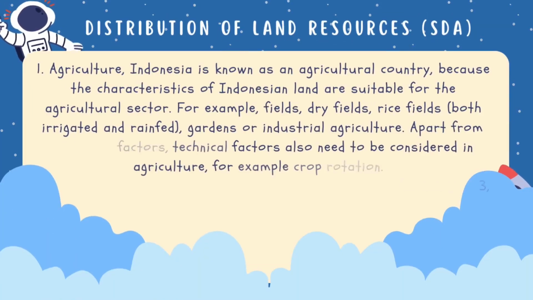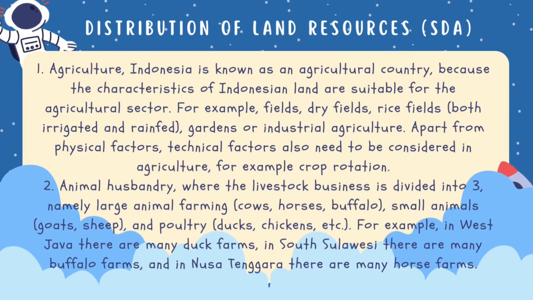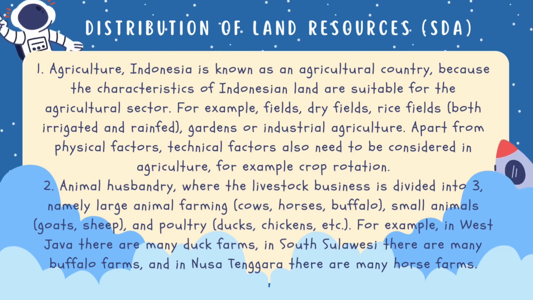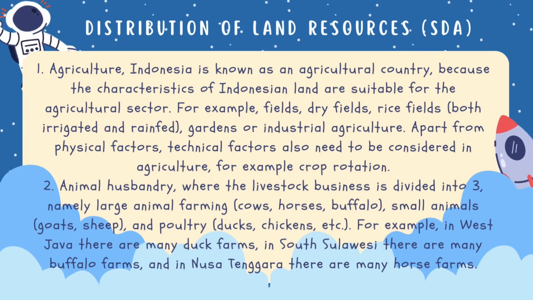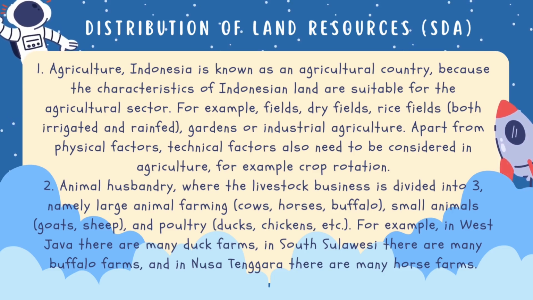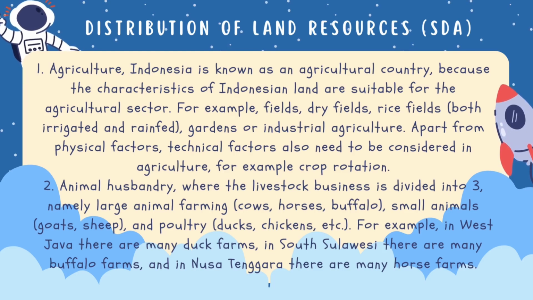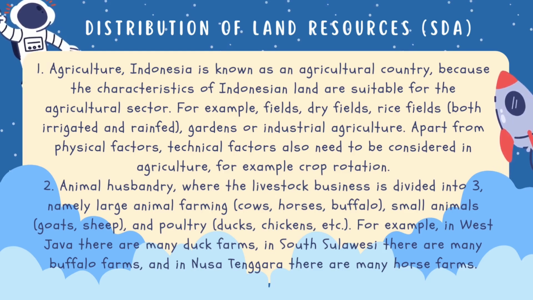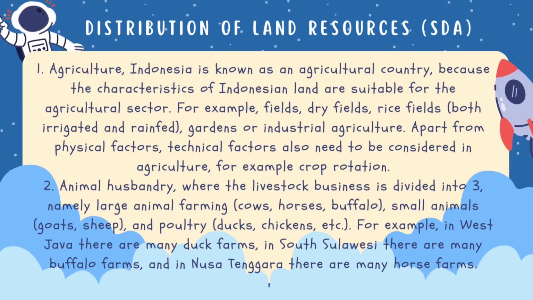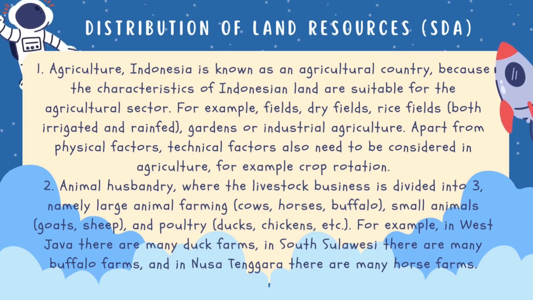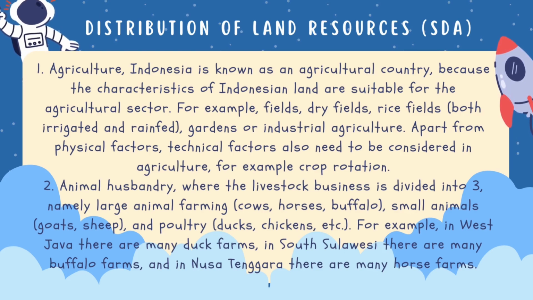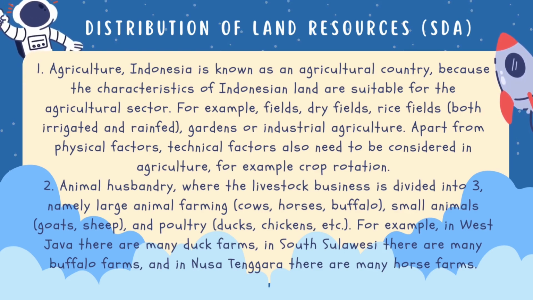Distribution of land resources. Number 1. Agriculture. Indonesia is known as an agricultural country because the characteristics of Indonesian land are suitable for the agricultural sector. For example, fields, dry fields, rice fields, gardens, or industrial agriculture. Apart from physical factors, technical factors also need to be considered in agriculture. For example, crop rotation.